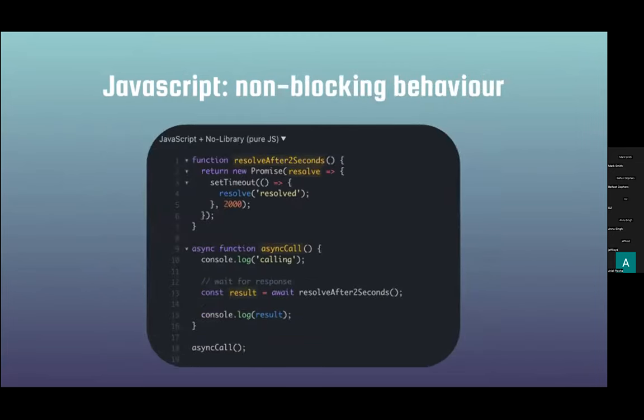Another thing about JavaScript is that it's known for its non-blocking behavior, which means it doesn't wait for the response of an API call, but moves on to the next block of code below it. There are tools within the language to help you achieve blocking behavior, like async and await. But as you may notice, it's quite different to how Go works.